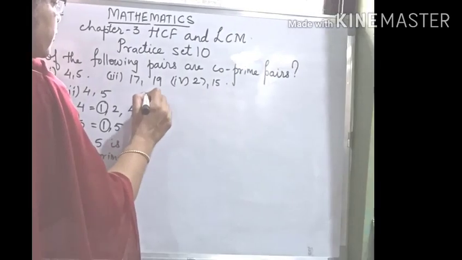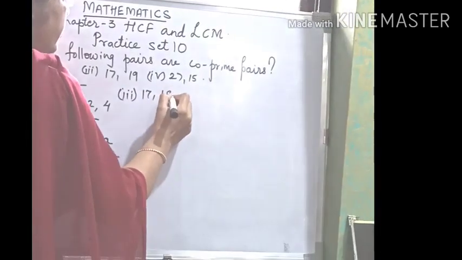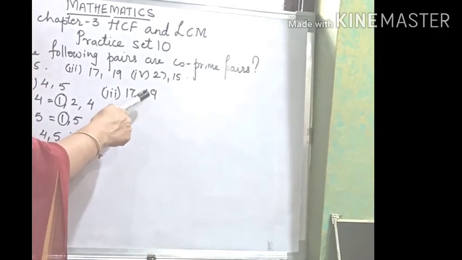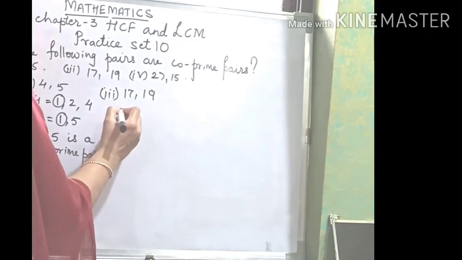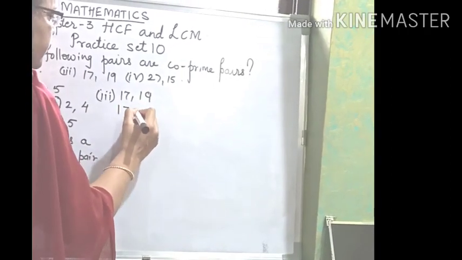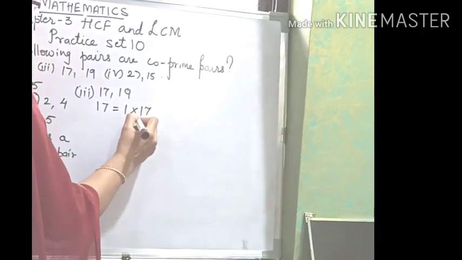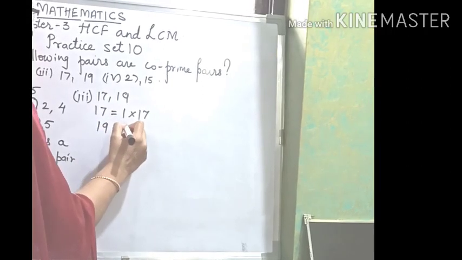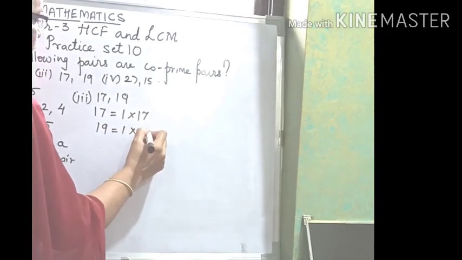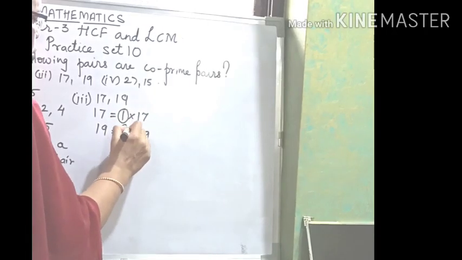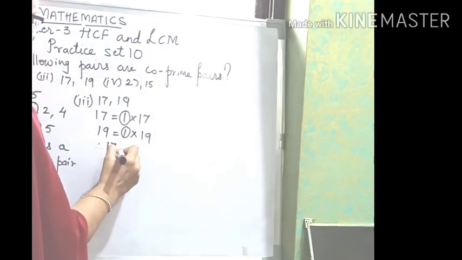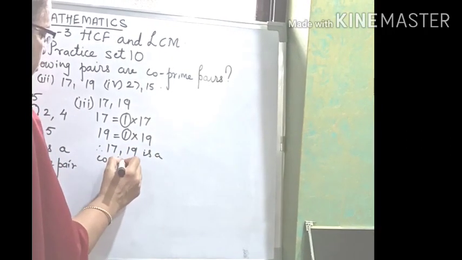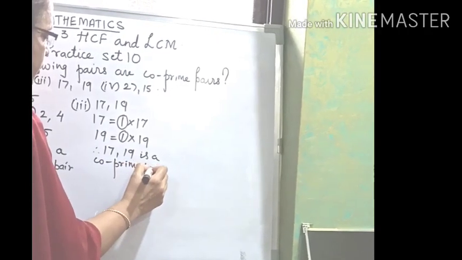The third one, 17 and 19. You already know 17 and 19. These are prime numbers. They have only 1 as a common factor. For 17, the factors are 1 and 17. For 19, the divisors or factors are 1 and 19. So only 1 is common. Therefore, 17 and 19 is a co-prime pair.